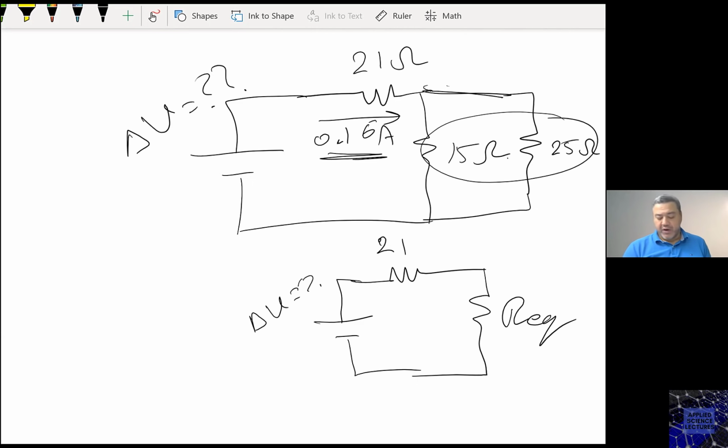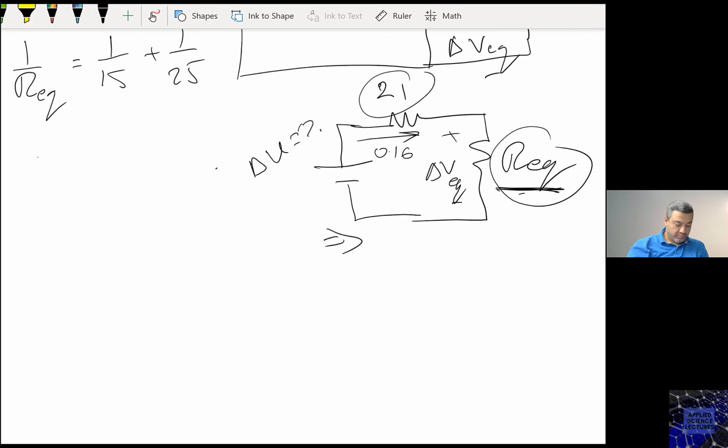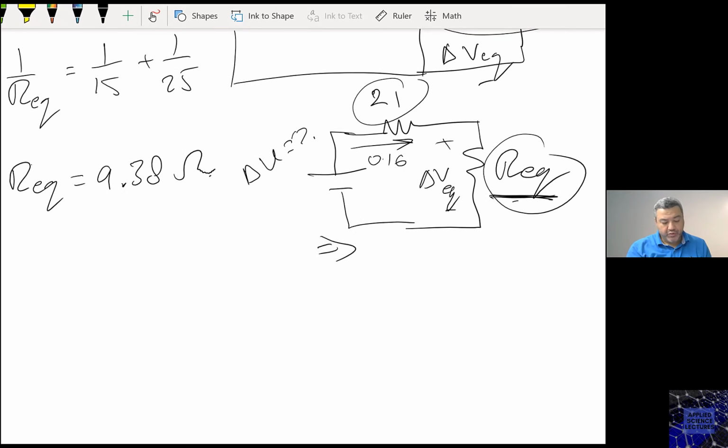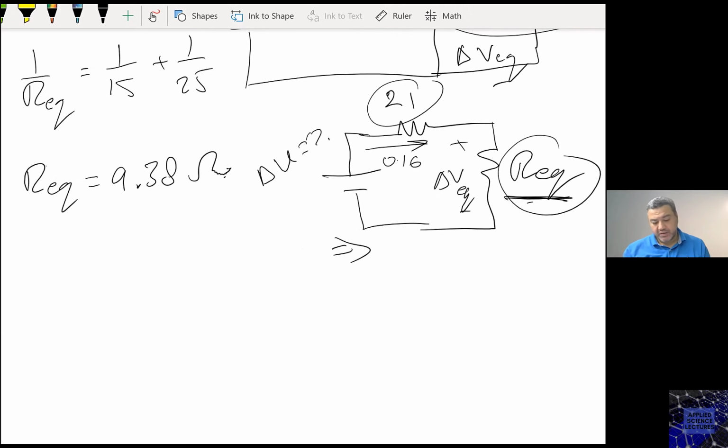15 and 25 are connected in parallel. So R equivalent equals 1 over 15 plus 1 over 25. If you work it out, R equivalent equals 9.38 ohms.